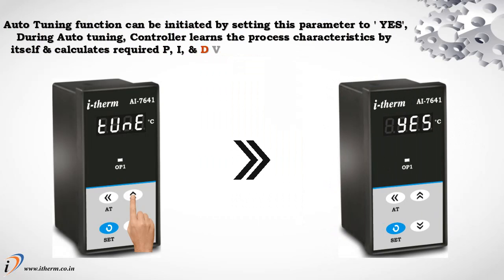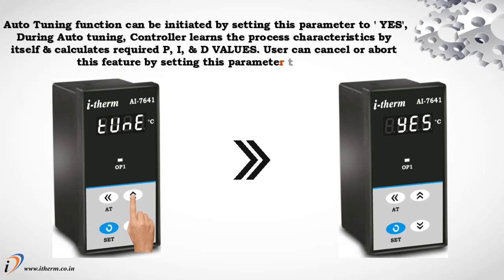During auto-tuning, the controller learns the process characteristics by itself and calculates the required P, I, and D values. The user can cancel or abort this feature by setting this parameter to no.